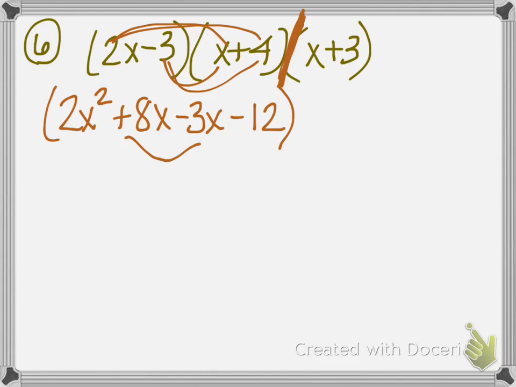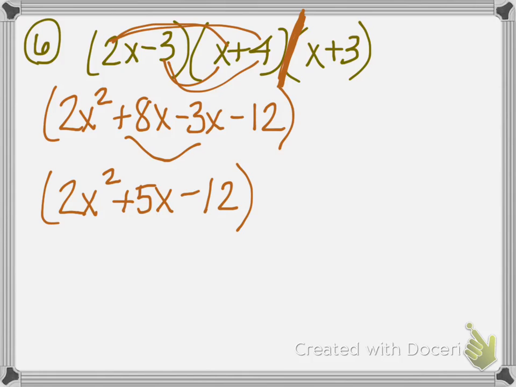So I got these two middle terms to go together. So I have 2x squared plus 5x minus 12. So now I've expanded those first two parentheses. Now I'm going to bring down that third one, x plus 3.